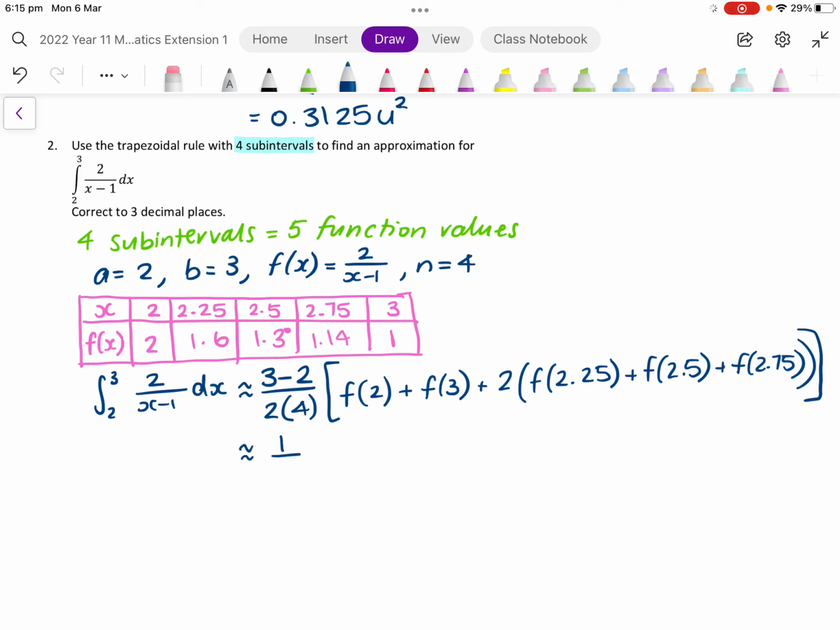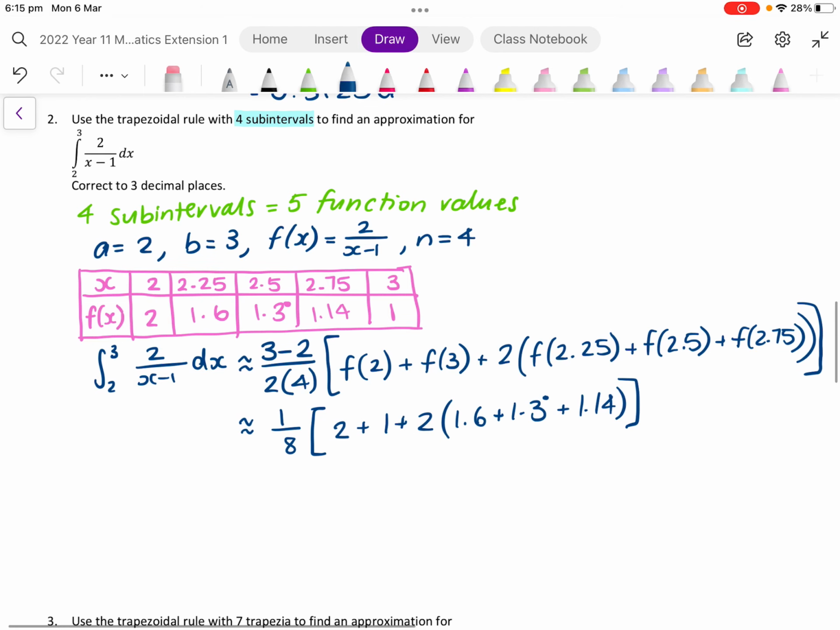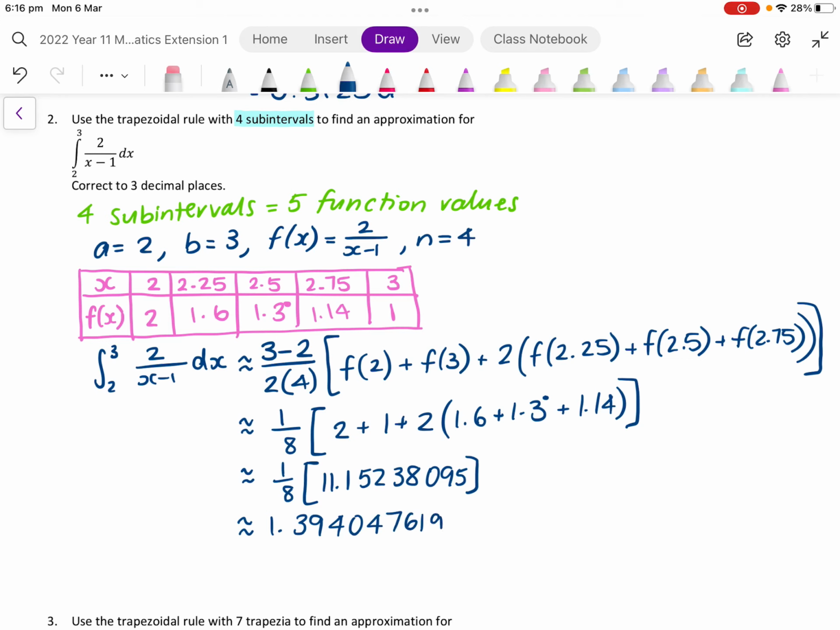So then this approximately equals 1 over 8. Our f of 2 is 2, plus our f of 3 is 1, plus 2 lots of everything else, which is 1.6, plus 1.3 recurring, plus 1.14. And like I said before, we need to make sure we're putting our whole calculator values in, not rounding early. When we do this, we get 1 over 8 of 11.15238095. And then an eighth of this is 1.3940619, which we've been asked to correct to 3 decimal places, so it's equal to 1.394 units squared.